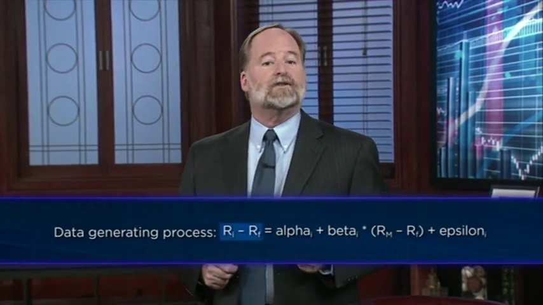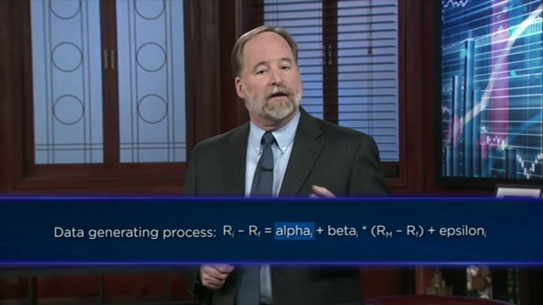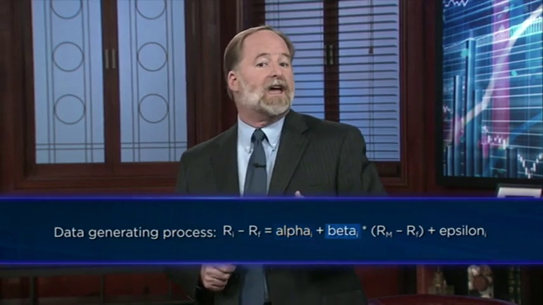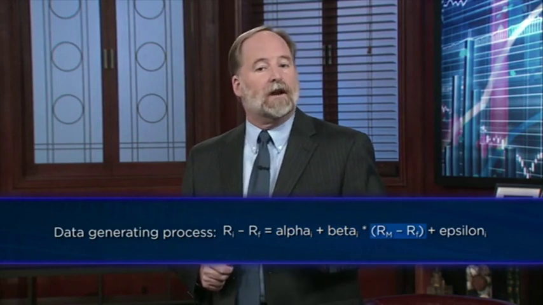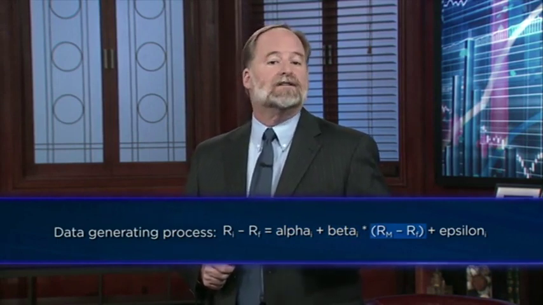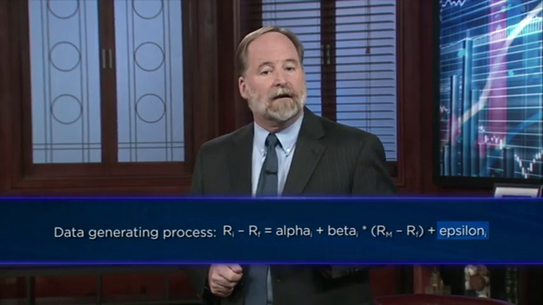The return on the individual security minus the risk-free rate is equal to the alpha on that individual security plus a coefficient beta on that individual security times the quantity, the return on the market, minus the risk-free rate, plus something I'll call epsilon sub I.